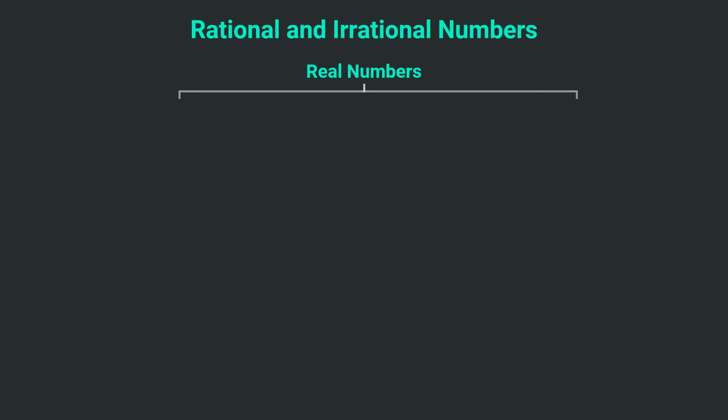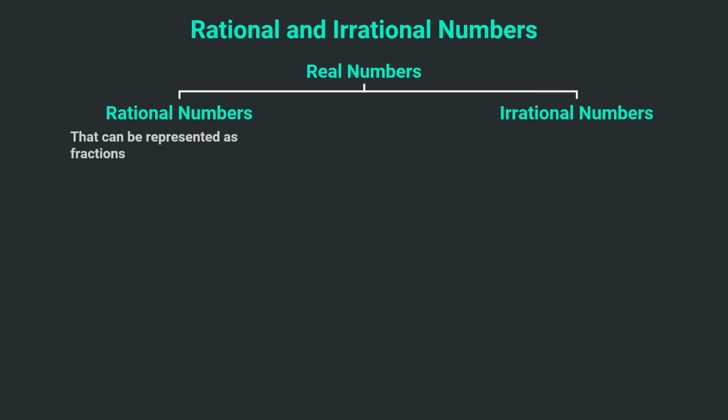Real numbers are classified into two types, rational and irrational. Rational numbers are those which can be represented as fractions, that means in P over Q form, while irrational numbers are those which cannot be represented as fractions. So let's see what are the numbers that can be represented as fractions.